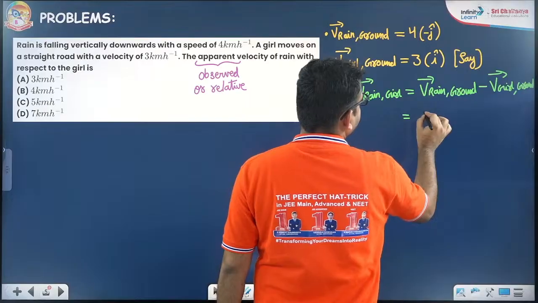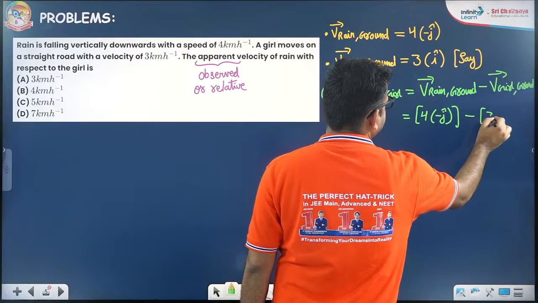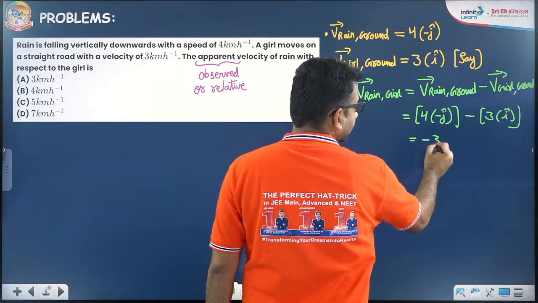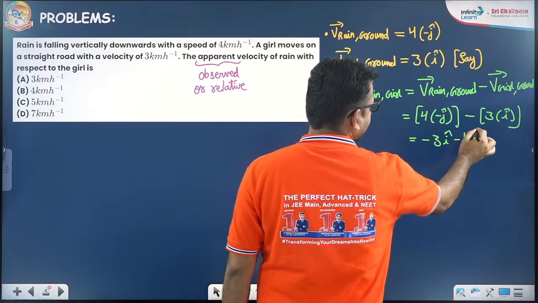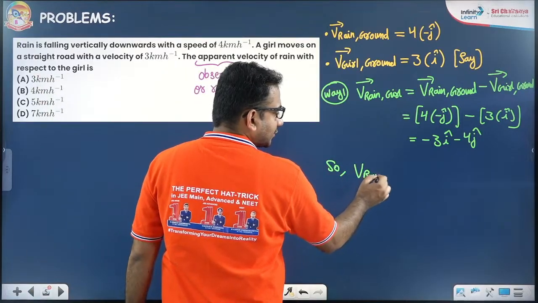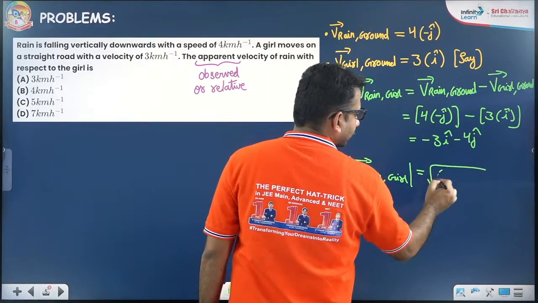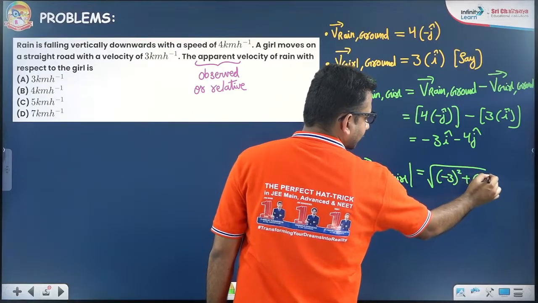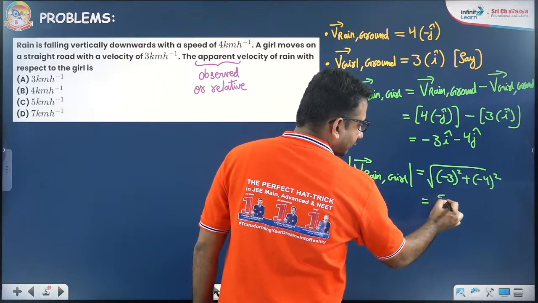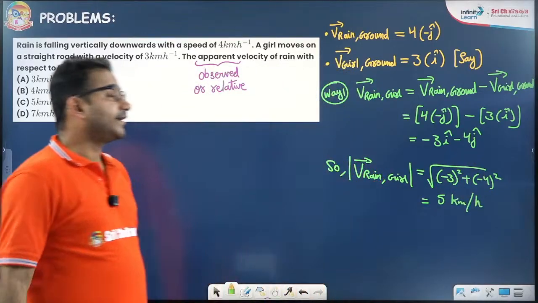So velocity of rain with respect to ground is 4 minus j cap and minus it is 3 into i cap. So what I am getting, just rearranging it, is minus 3 i cap minus 4 j cap. So if they are asking you the speed, since all the four options were magnitude, velocity of rain with respect to girl, if I take the magnitude, that will be under root of minus 3 square plus minus 4 square. That's how you take the magnitude of a vector. And ultimately 3 and 4, Pythagorean triplet, 3, 4 and 5. And hence the answer will be 5 km per hour.